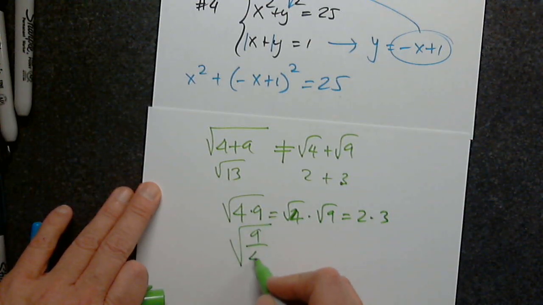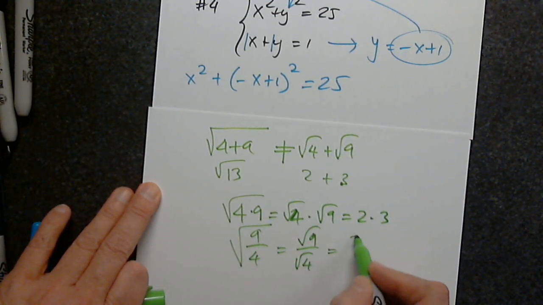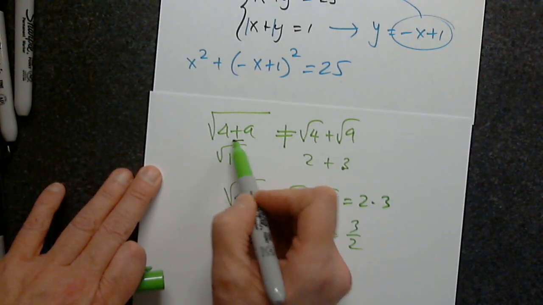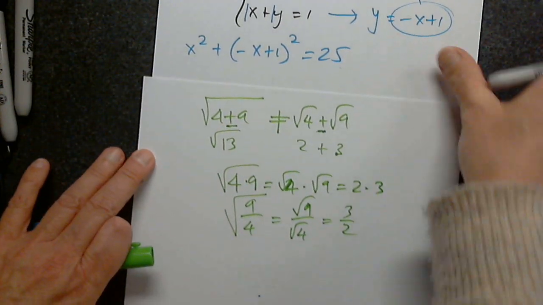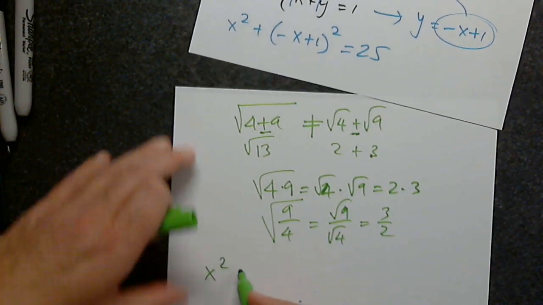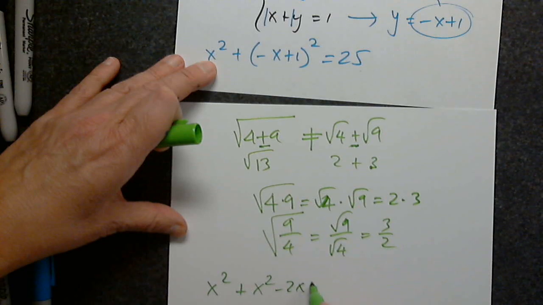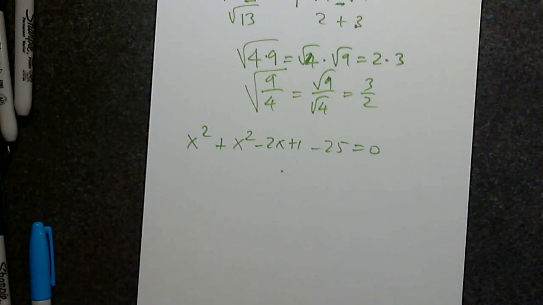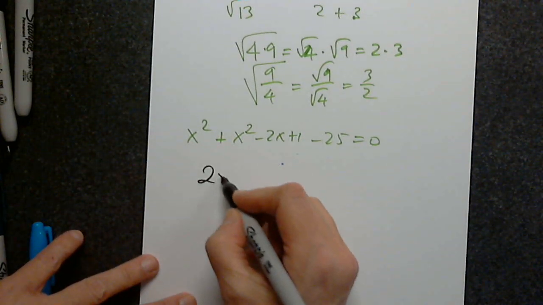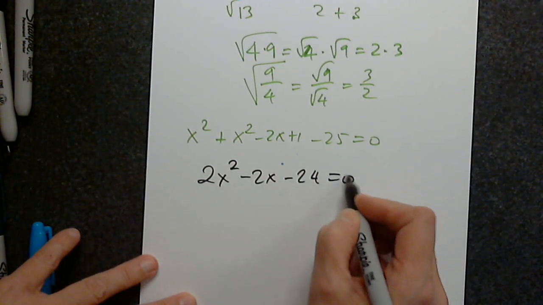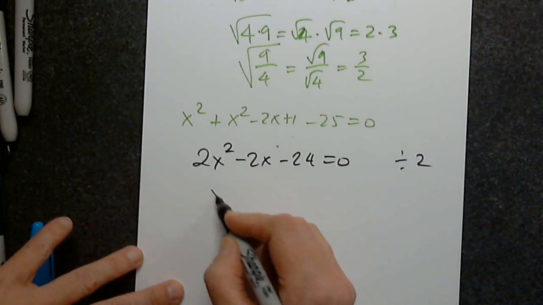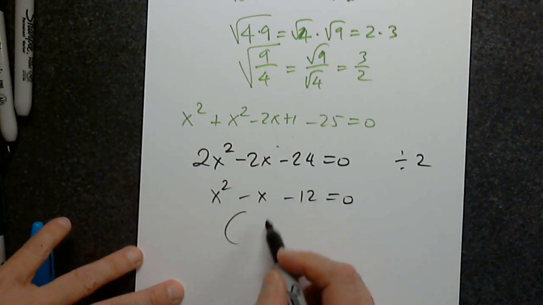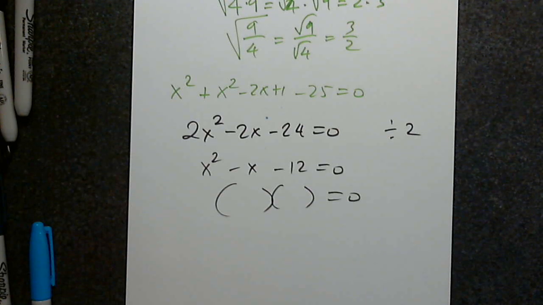Or if I had the square root of 9 over this, absolutely. But not if I have a sum or difference. So the only thing I can do is here, just take it slowly, square, x squared minus 2x plus 1, move 25, and try to solve. After I combine like terms, I get 2x squared minus 2x minus 24 equals 0, and I divide by 2. And I get x squared minus x minus 12 equals 0. And of course, I'm hoping for a quick resolution here.